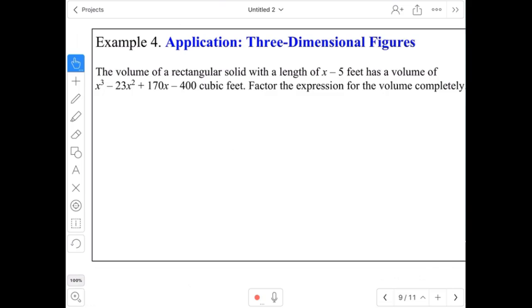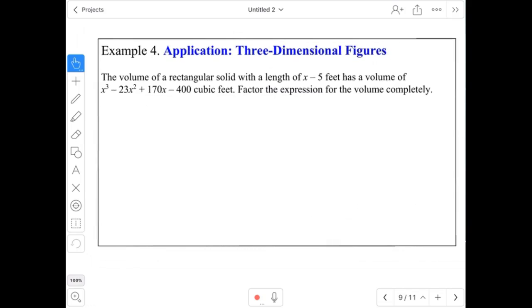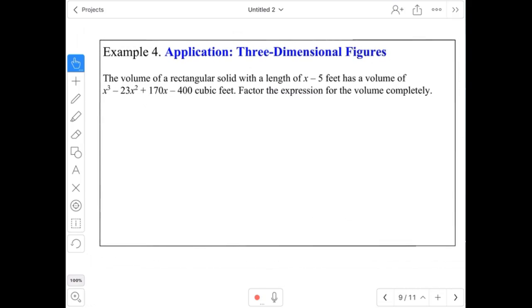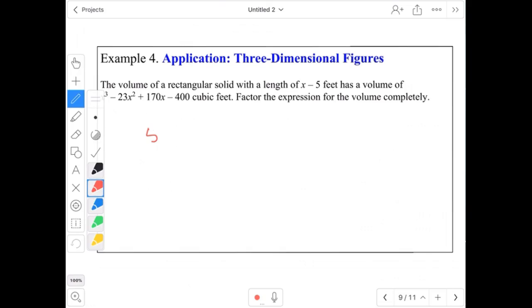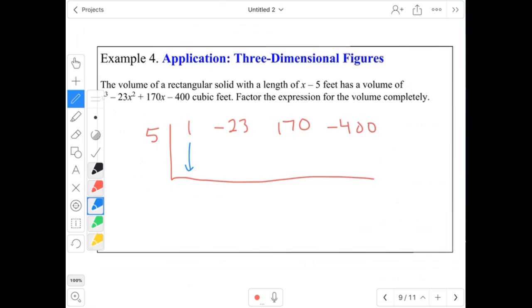So we have the volume of a rectangular solid with a length of x minus 5 feet has a volume of x cubed minus 23x squared plus 170x minus 400 cubic feet. Factor the expression for the volume completely. So to do this, it's jumping out at me that since we have a length of x minus 5, we have a binomial term, so I'm thinking that we are going to use synthetic division. So we have 1, negative 23, 170, and negative 400. We might have to do a little bit of mental math over here, but that's all right.